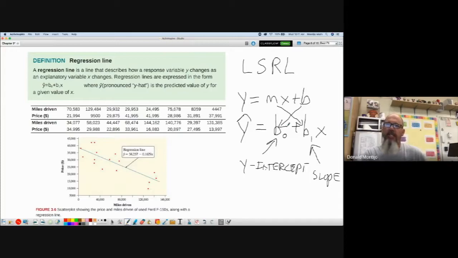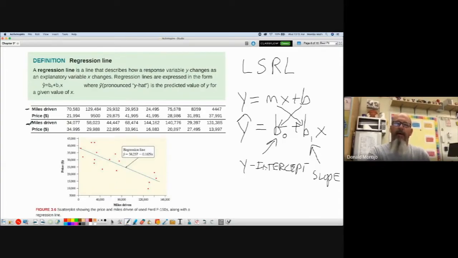Now we're going to use this example here to see how we would use the calculator to come up with this line. So what they've done here is they've looked at a Ford F-150 pickup, and how many miles the pickup has on it, or the truck, and then what was the price sold. So if I know that I have an F-150 with 200,000 miles, can I predict how much money I would get when I go to resell it? That's what we're trying to do with this problem here.